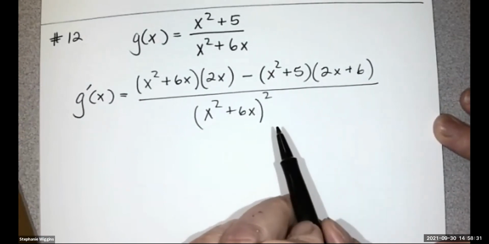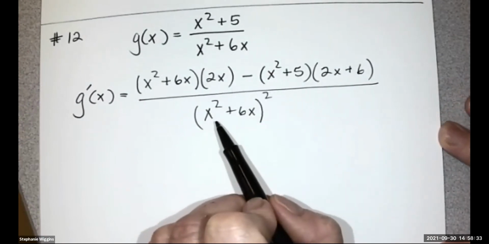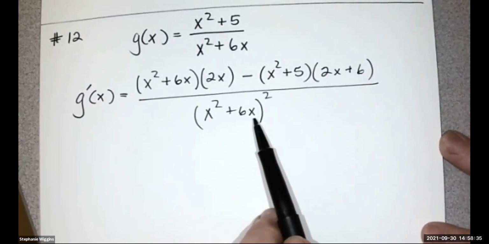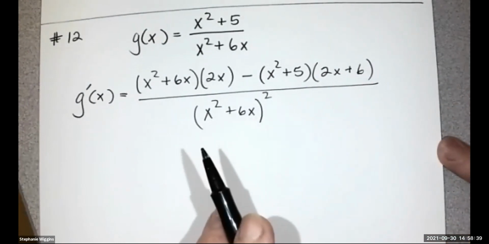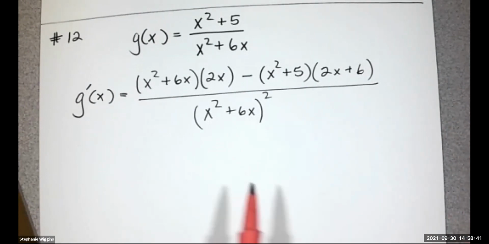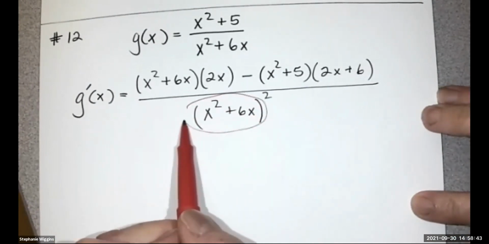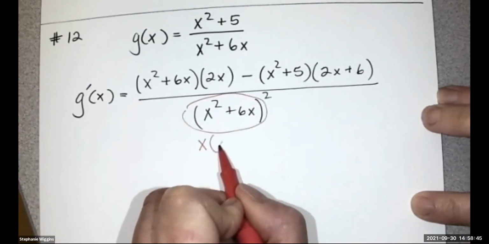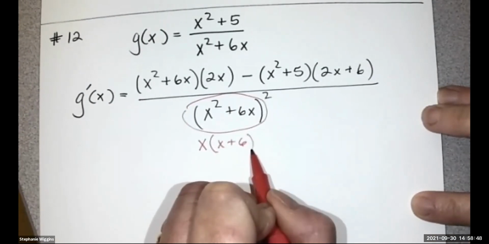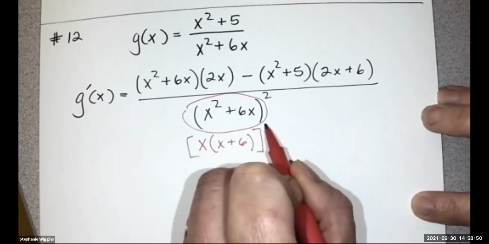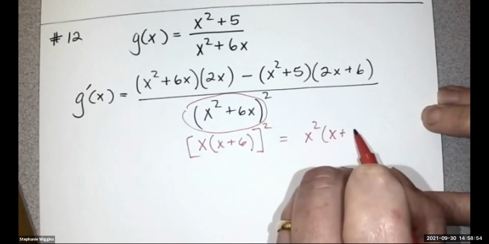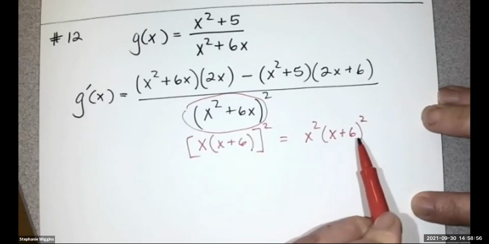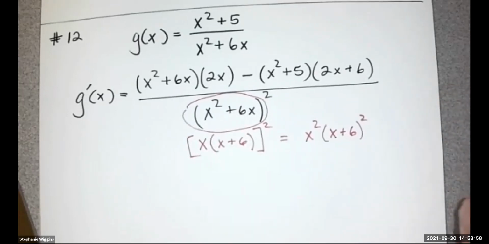Now, what they did here, notice that there's a common factor of x. So in the problem, they take that common factor out. And so they replace this as x times x plus 6. And then they square that. And so they get x squared times x plus 6 squared. So this is the same as that.